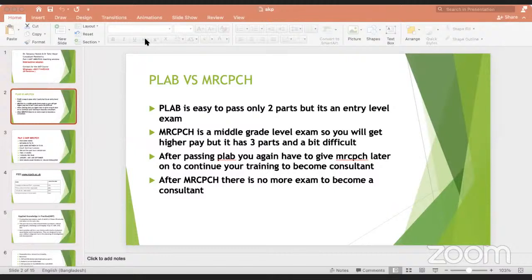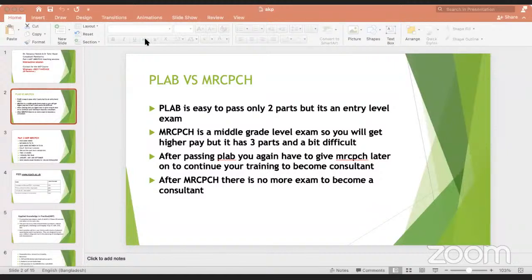That is not an exam, actually. That is the performance you do during your training period. That is the FRCPCH, okay? So this is the last exam, MRCPCH. So I would suggest the people who are doing training, they should go with this MRCPCH route rather than the PLAB route. But if you want to go early and then give the MRCPCH exam in the UK, you are most welcome.